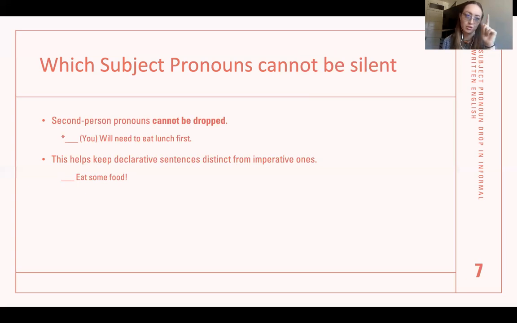So you're usually addressing someone else. It's almost impossible to think of an imperative sentence where you're commanding yourself to do something. So this could be why it's important to always specify the subject pronoun when you are saying a declarative sentence, like "You will need to eat lunch first." The star means that it's not okay. It seems a bit strange to drop the "you" here.